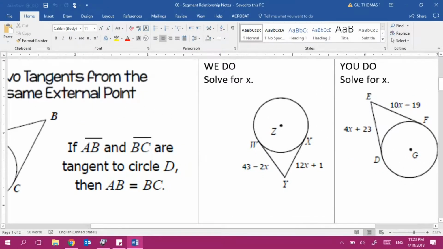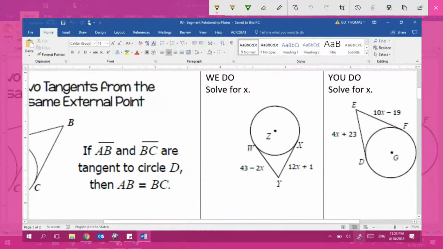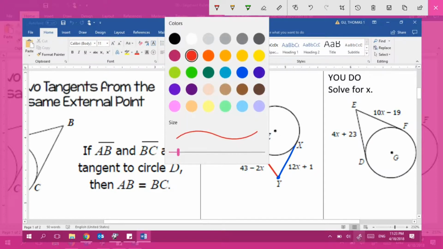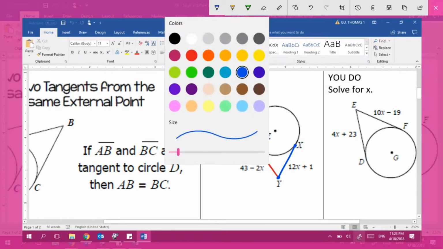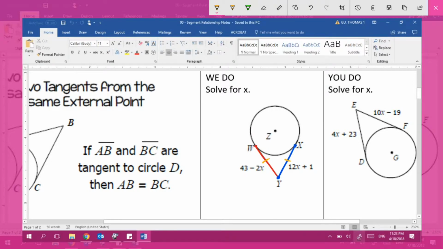Bam. Now let's take a look at the picture. We got XY, so it's coming from point Y. We got WY, also coming from point Y. Both of these are tangents. They make a little gnome head thing, which means that they equal each other, right? So what equation can I use to solve for x? I can take the 43 minus 2x right there. 43 minus 2x equals 12x plus 1. And then we're just going to use algebra to solve for this. So let's go ahead and add 2x to both sides.